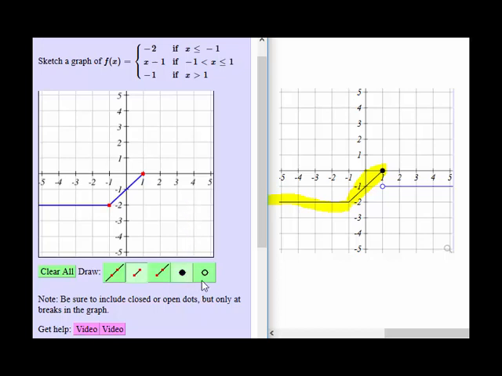Eventually I need to put some closed and open dots in the graph. You can either do them now or later. I'm going to wait till the end.